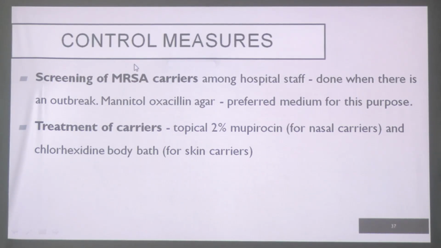How will you screen MRSA carriers in the hospital? You will take the samples from them. You will take the samples from their nares, swabs. You can take samples from the web spaces and smear it on mannitol oxacillin agar. Okay, that's how you check for MRSA carriers within the hospital. For these carriers, if you find them carrying this MRSA, you will treat them with 2% mupirocin ointment, or in case of patients, you will give them chlorhexidine body bath.